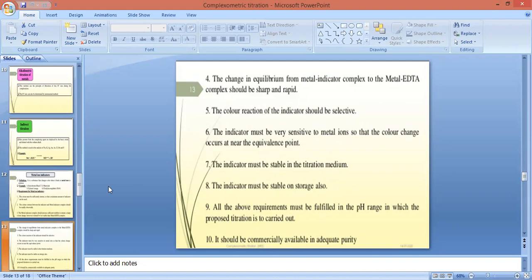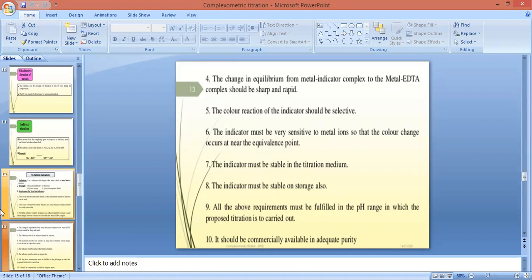Depending upon the nature of the metal ion we are going to identify, the selection of indicator should be selective. Next, the indicator must be very sensitive to the metal ion so that the color change occurs near the equivalence point. So the chosen indicator should be highly selective, highly sensitive, and it should sharply determine the endpoint of titration. What is the endpoint of titration in complexometric titration? That is utilization of the whole of the metal ion present in the conical flask by the complexing agent. So the indicator should sharply indicate the endpoint of titration.